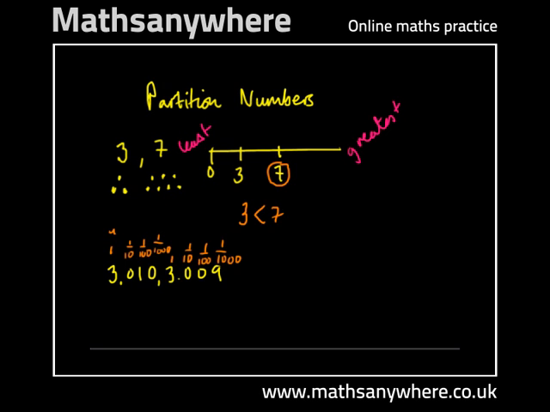Let's draw our number line out. We'll start at 3.007, that's 3 and 7 thousandths. 3.008, 3 and 8 thousandths. 3.009, 3 and 9 thousandths, that's the first one of our numbers included. Then 3.010, 3 and 10 thousandths, or 3 and 1 hundredth.